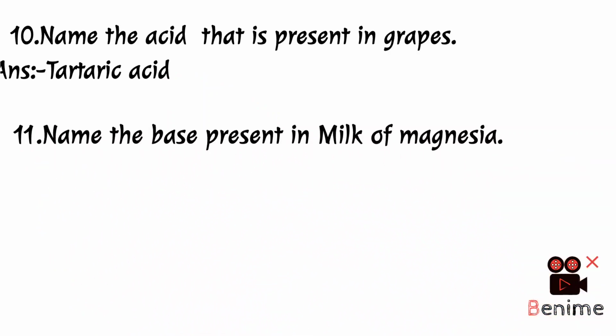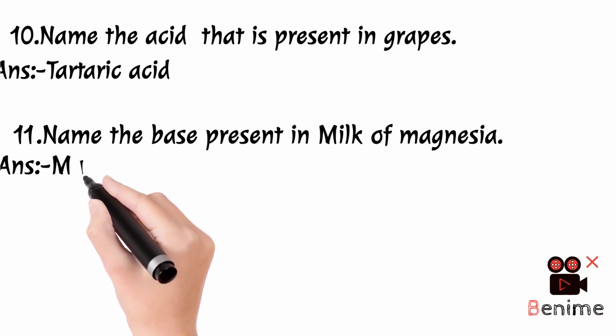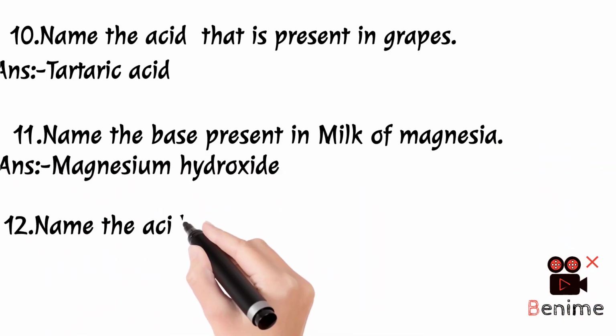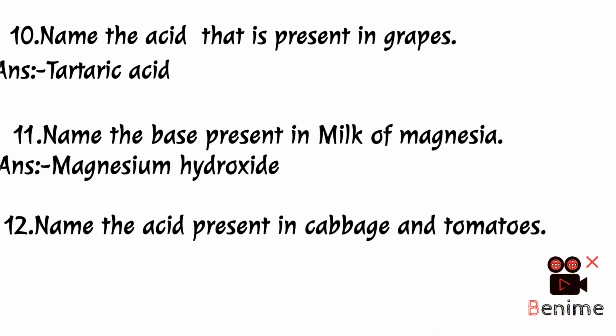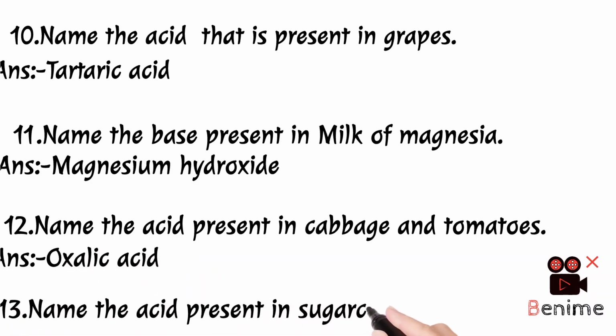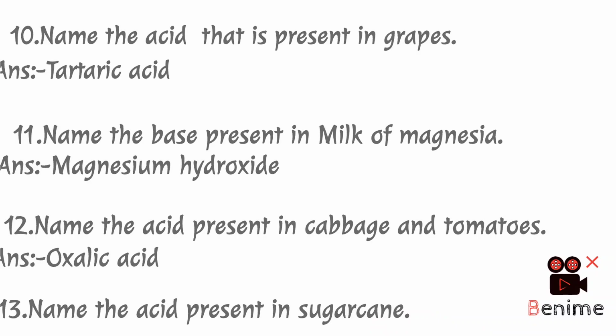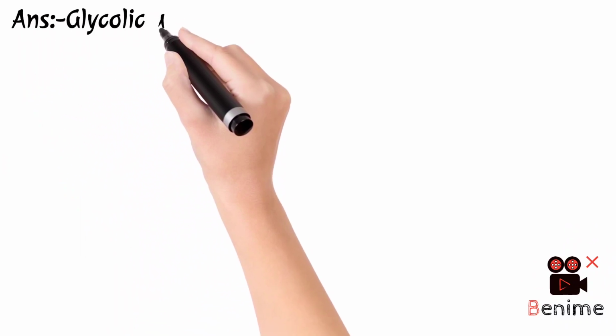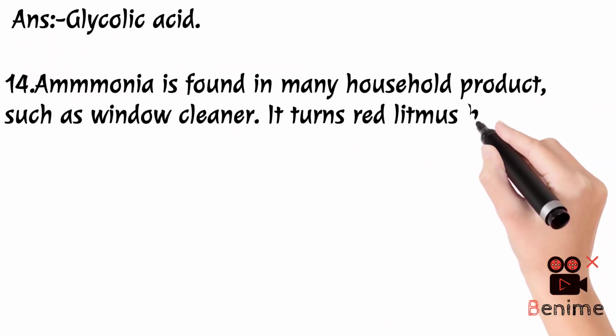Question number 11. Name the base present in milk of magnesia. It's magnesium hydroxide, which is used to treat indigestion. Question number 12. Name the acid present in cabbage and tomatoes. Answer is oxalic acid. Question number 13. Name the acid present in sugarcane. It's organic acid called glycolic acid.